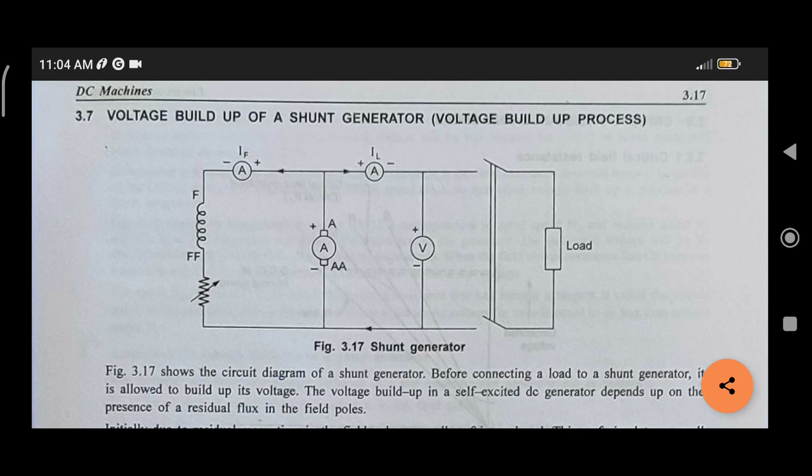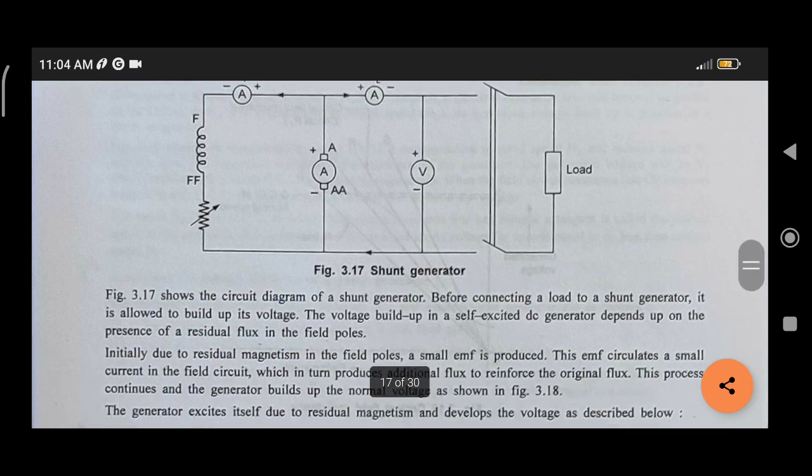Before connecting a load to a shunt generator, it is allowed to build up its voltage. We cannot directly connect the load to the generator. We have to give the generator some time so that it can build up its voltage to the rated voltage. The voltage build-up in a self-excited DC generator depends on the presence of a residual flux in the field poles.